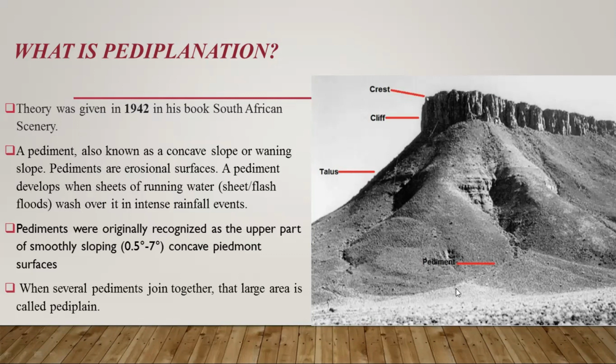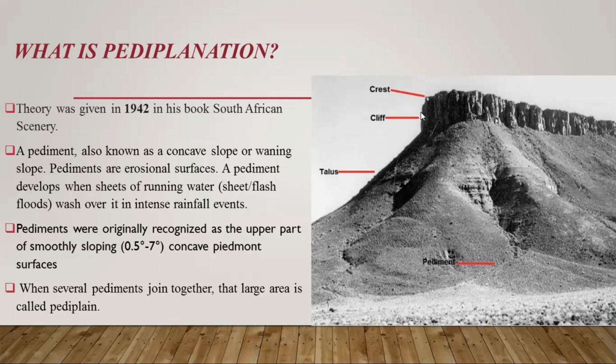So this pediment over here is the fundamental form to which, according to King, every landscape, particularly semi-arid landscapes, tends to be reduced worldwide. And according to King, the semi-arid landscapes must be regarded as normal landscape. So I hope it is clear till now.